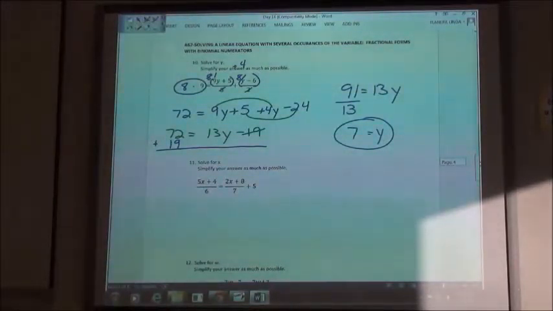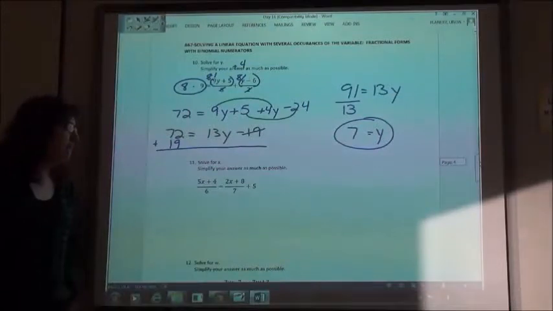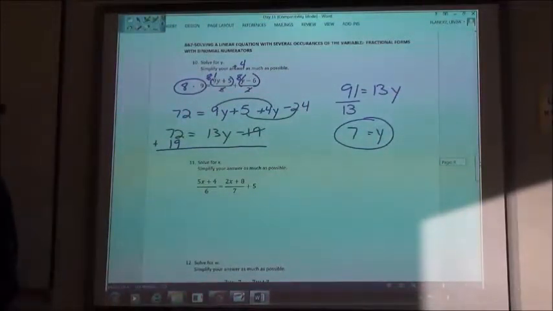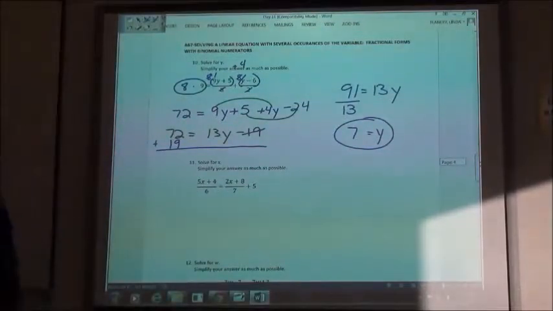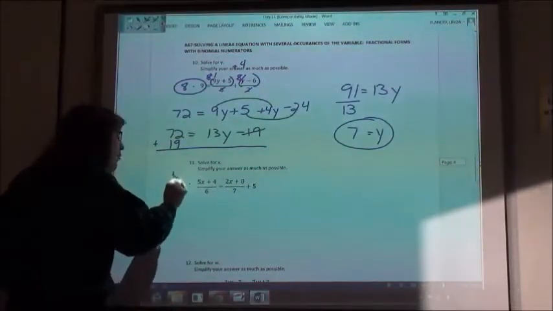So number 11, if we look at that one, what should we multiply by? 42, I guess. That's the only thing we can do. 6 and 7 don't have anything in common, so we just multiply them together. So we're going to multiply by 42.